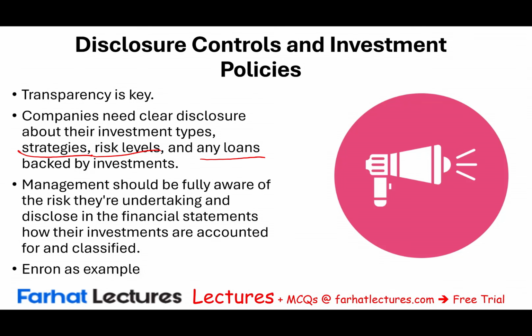And in the case of Enron, for example, Enron disclosed their investments. They disclosed everything, but they did what's called an over-disclosure, over-information. They gave you so much information that the users did not understand clearly the risk involved. So when you disclose, the disclosure has to be clear, useful, not intended to hide.